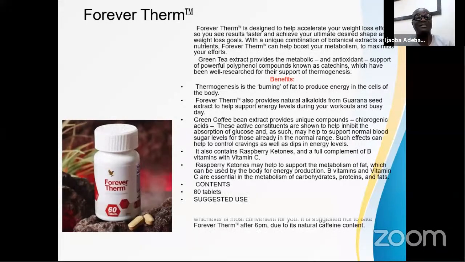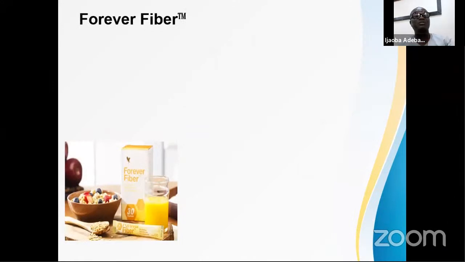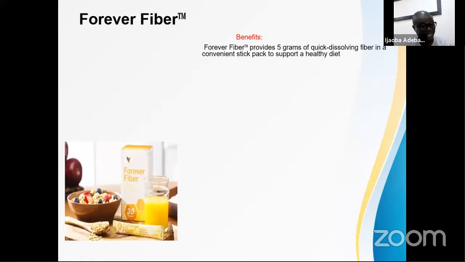Another one, let's look at the relevance of fiber. Fiber is a soluble fiber. Okay, let me just read it. They said, Forever Fiber provides 5 grams of quick dissolving fiber in a convenient stick pack to support healthy digestion.